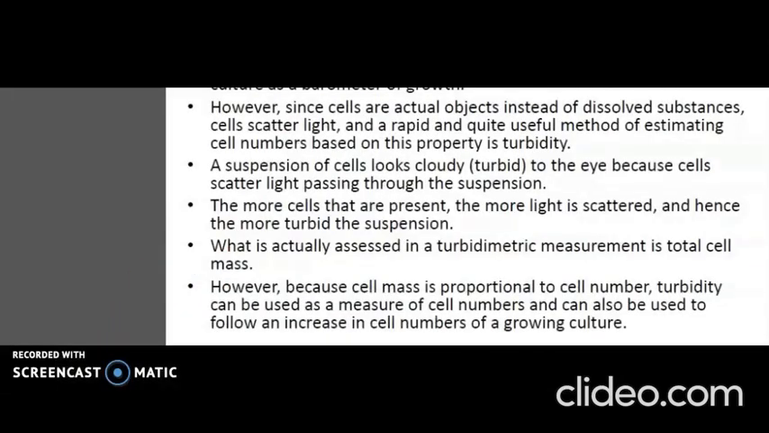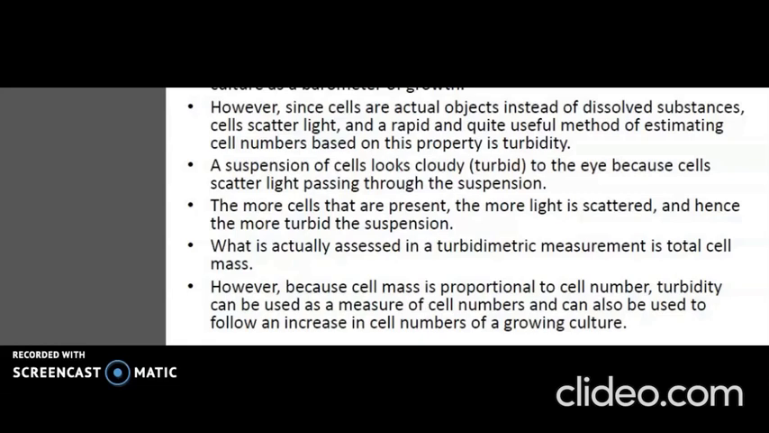Since cells are actual objects, instead of dissolved substances, cells scatter light, and a rapid and quite useful method of estimating cell numbers based on this property is turbidity. A suspension of cells looks cloudy to the eye because cells scatter light passing through the suspension. The more cells that are present, the more light is scattered, and hence the more turbid the suspension.